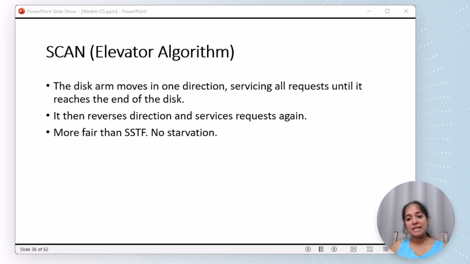So in the same way, the SCAN algorithm first goes towards one direction, serving all the requests till the end of the disk, and then it goes in the reverse direction, again serving all the requests in that direction. So it is a fair algorithm, there is no chance of starvation.